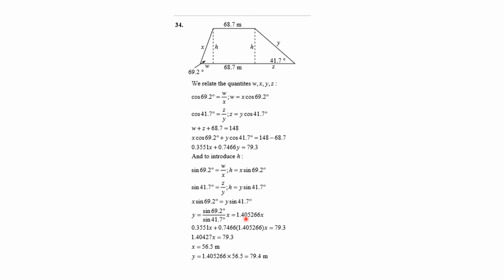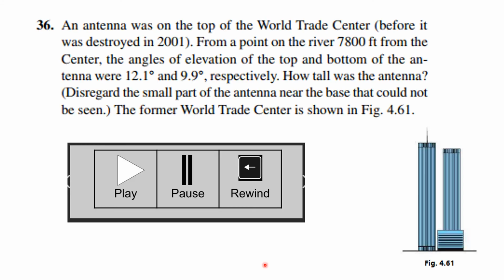So now I can take this and I can substitute back into my original equation where I had x plus y adding up to 79.3, and I can solve this for x, and once I have x, then I can solve for y using one of the expressions that I have for that, and I can conclude that in fact I'm going to just use this expression right here between x and y, and so y has to be 79.4. Neat, huh? Let's do another problem.